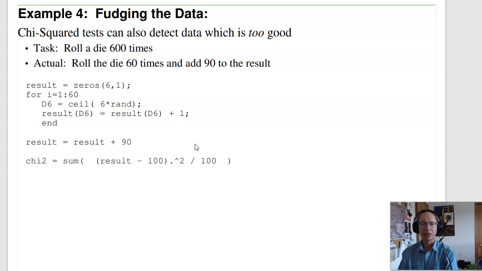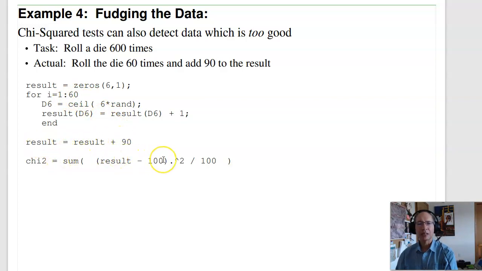I have 600 die rolls. The numbers are different for each one. Can I detect that I really didn't roll the dice 600 times, that I rolled them less? Well, I could try that in MATLAB. I'm only going to roll the dice 60 times, add 90 to the results. 90 times 6 is 540, total is 600. It looks like I rolled the dice 600 times.